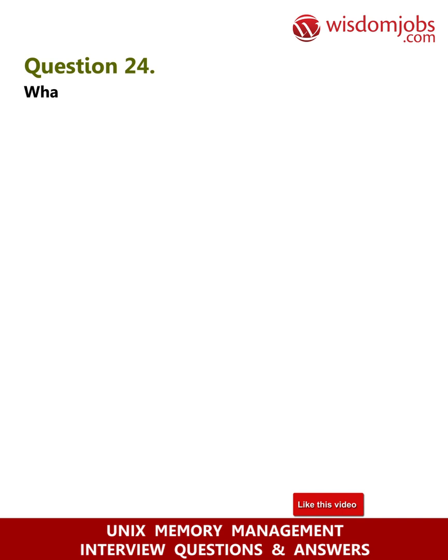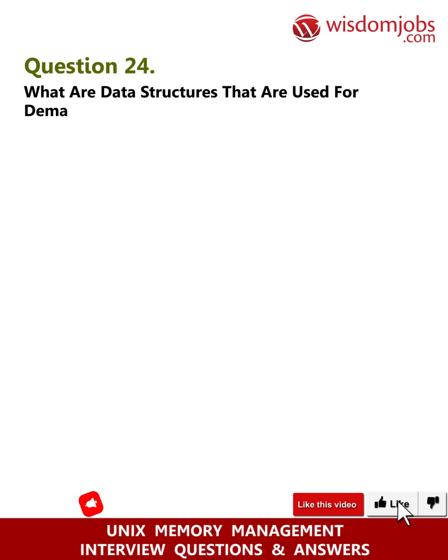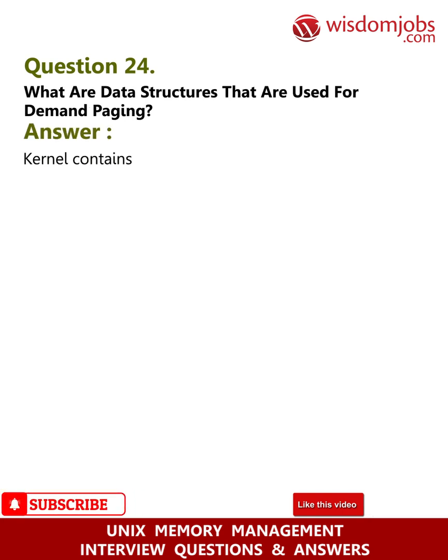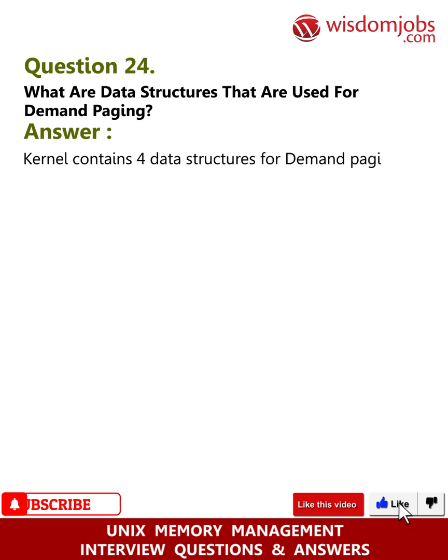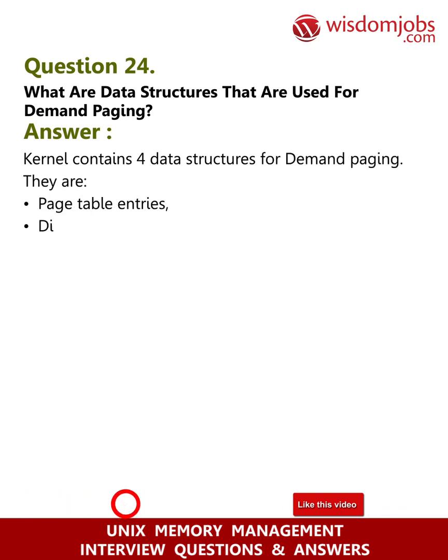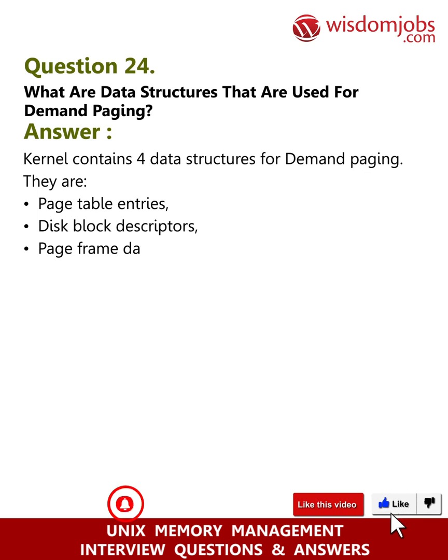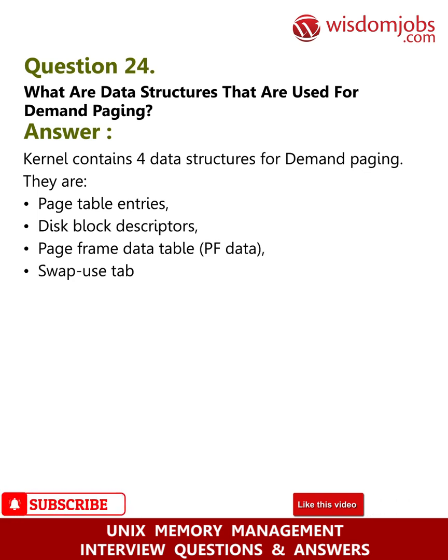Question 24. What are data structures that are used for demand paging? Answer. Kernel contains 4 data structures for demand paging. They are page table entries, disk block descriptors, page frame data table, and swap use table.